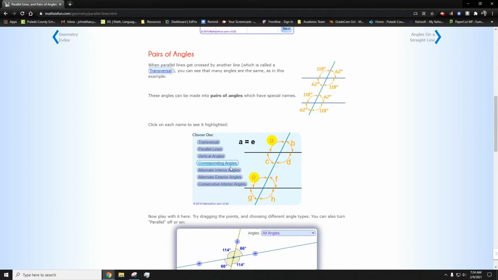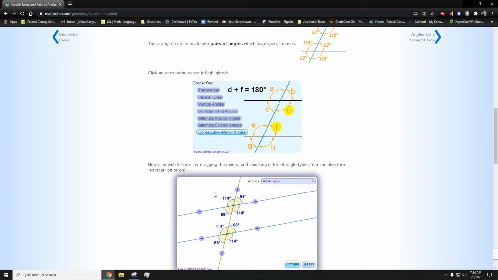Corresponding angles. It shows all four pairs of corresponding angles. So that's handy. Alternate interior shows the two pairs of those. Alternate exterior. Consecutive interior is our same side interior, but it also shows you that they're supplementary and you can add them together to equal 180. There's a few other angle pairs that aren't on here, but they might be here somewhere.